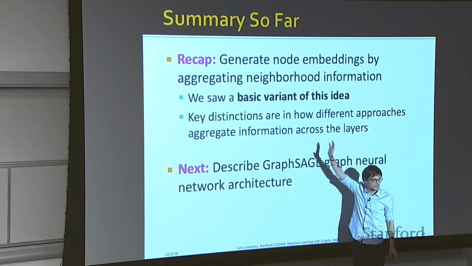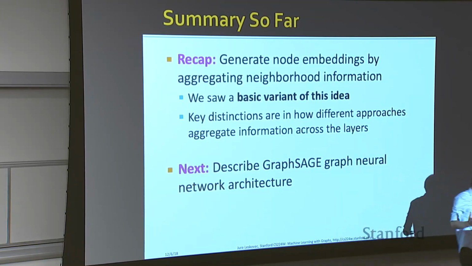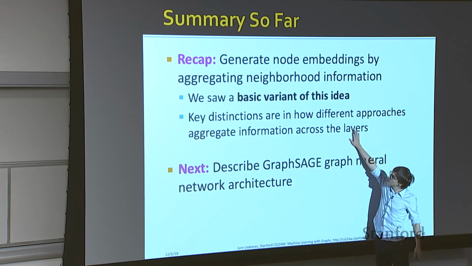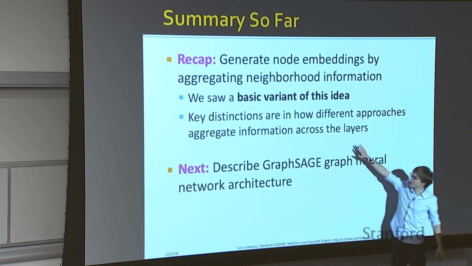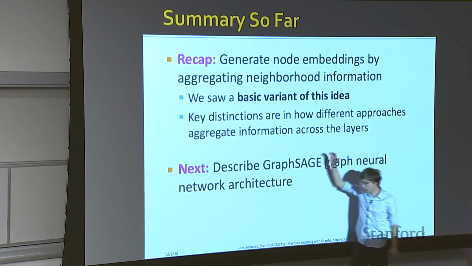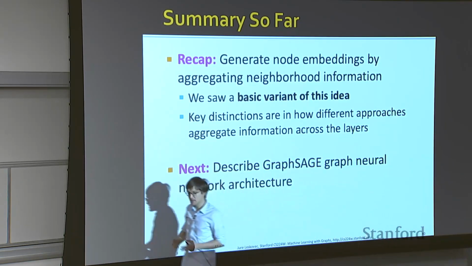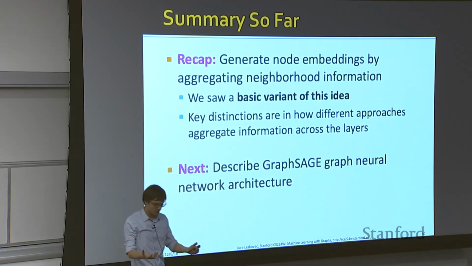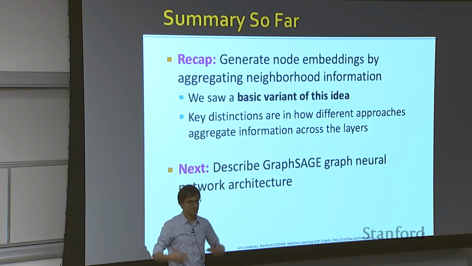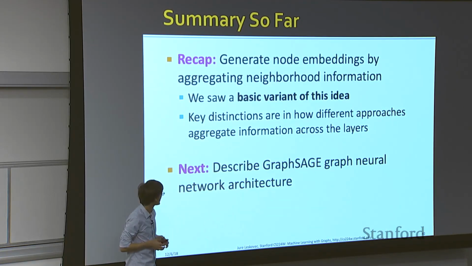We just saw the basic variant of this method, where we are simply averaging the messages coming from the neighbors. The key distinction between different methods is how these approaches aggregate information across the layers. So far, the aggregation was a simple average, and then a simple weighted combination of my own feature information plus the average feature information coming from the neighbors.